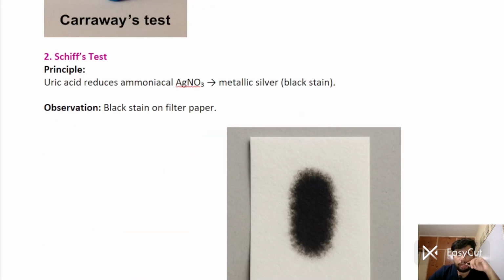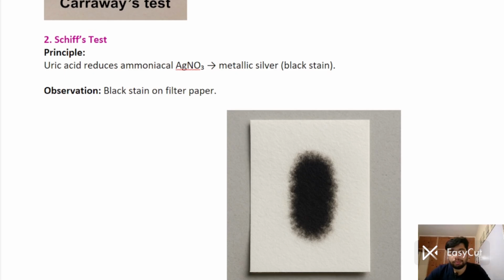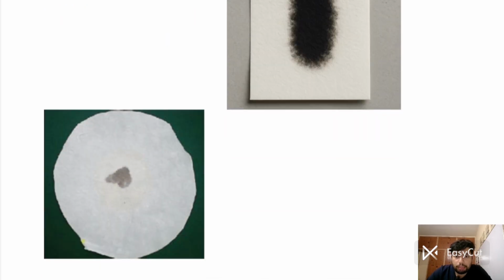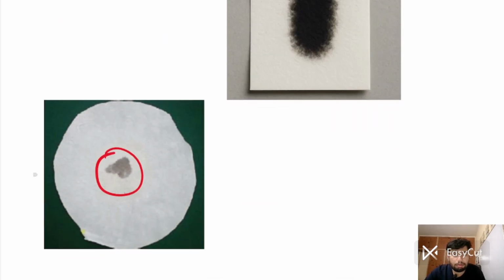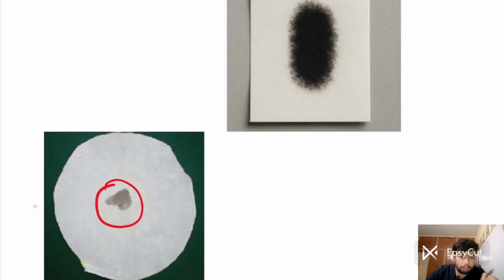Right now, the second test is a Schiff test. You can see it's a Schiff test. Uric acid will reduce ammoniacal AgNO3, and this will impart a metallic silver stain, that is a black stain. You can see it on the filter paper. So this is a positive test. You can also see this black paper where there is a positive test.